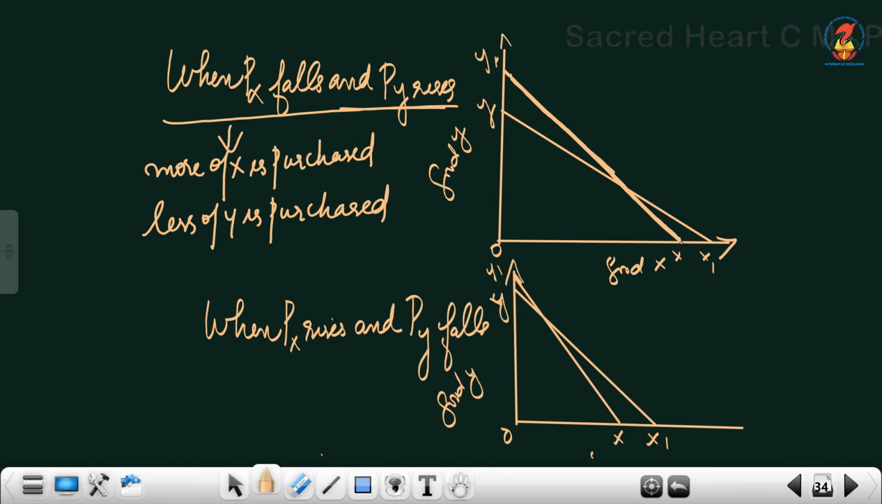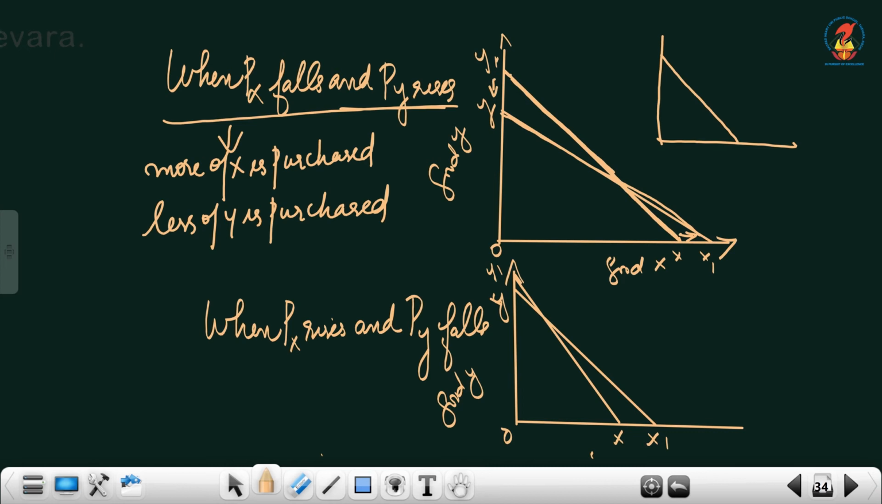When the price of X is falling, more of X will be purchased. When the price of Y rises, what does it mean? Less of Y is purchased. So, you can draw the budget line like this. I will draw it here and show it for you.